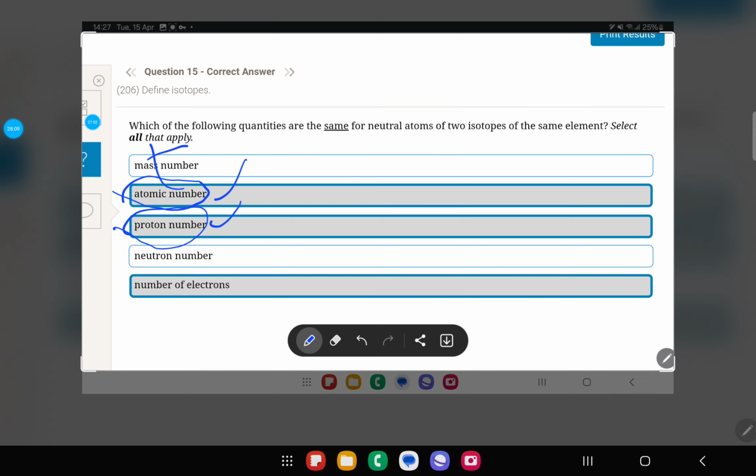Mass number, no. Isotopes have different mass numbers. Neutron number, no. And the number of electrons, since protons and electrons are usually equal, so yes, this is also correct. How do you know that electrons and protons are equal? They say neutral atoms, so there's no charge. That's why we can immediately deduce that electrons are equal to protons. But if they say a positively or negatively charged atom, then electrons would be wrong. But here they said neutral, so it's correct.